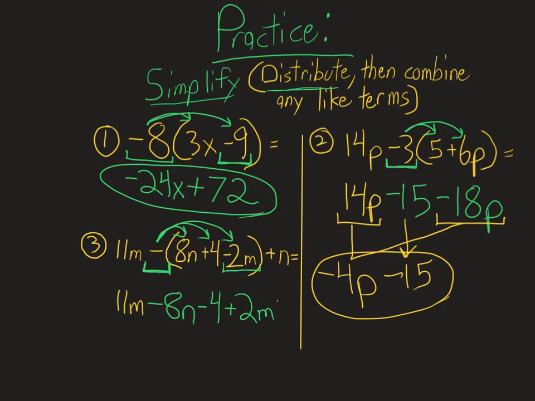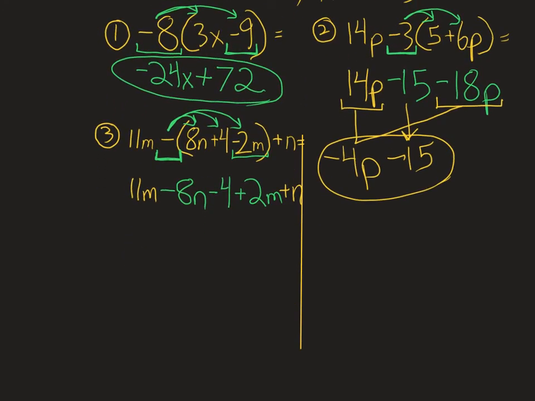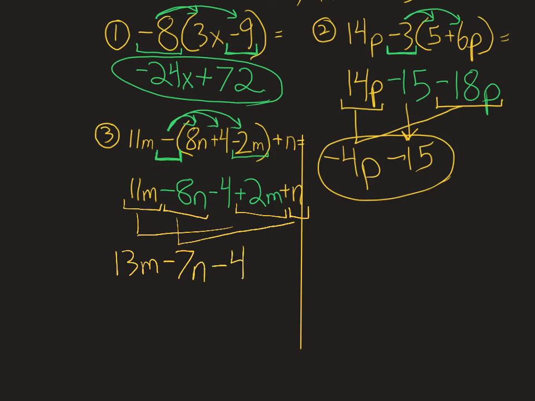So I'll just bring down the 11m, bring down the n. And let's finish up. Look for any other m's. Yep, there's some over here. 11 and 2 is 13 m's. N's, I've got a -8n and a +n over here. And there's a 1, don't forget, that's a +1n, so -8 and 1 is -7. And we've just got that -4 left over. So there you go, we distributed, then we combined like terms.